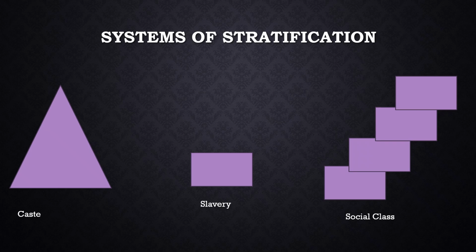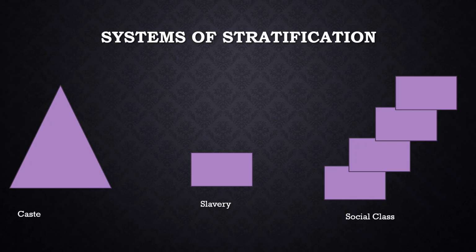In slavery, the person is owned. They're denied rights. They have no opportunities to make decisions to go up or down because someone else is making those decisions. So that again is closed. No opportunities for up or down.